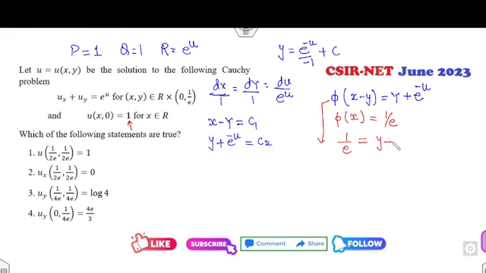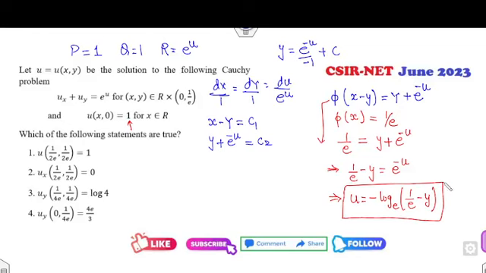Fine. So this is y plus. Can you find the value of the u from this? Minus of y is e raised to power minus u. So that will give you u is minus log to the base e of 1 over e minus y. That is my solution. Now look at the first option.